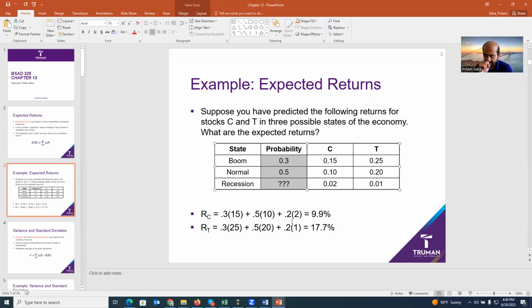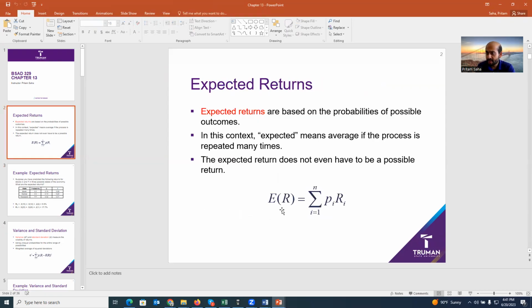Now, one caution, when you are trying to work with expected return or expected risk, I always recommend when you're doing calculation, do it in terms of decimal values, not percentage values. So 0.3 means 30%, so don't do 30, do 0.3. 0.15 means 15%, don't do 15, do 0.15, okay? So I always recommend when you're doing the calculation on the calculator, do it in the decimal term, not the percentage term.